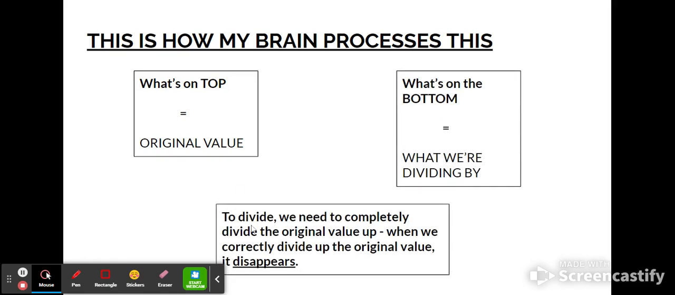And here's the most important part. If we're going to divide, we need to completely divide the original value up. That's what's on top. And when we correctly divide up the original value, it will disappear. We will not use it anymore, and we will be done.